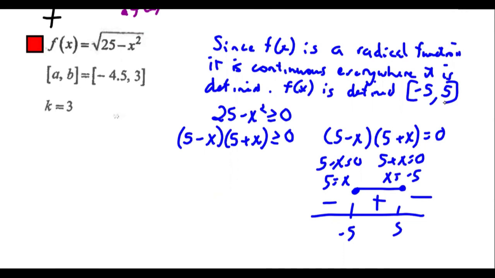And since it's defined from negative 5 to 5, it is also continuous on the closed interval we're talking about, because negative 4.5 is included in that, and 3 is included in that. I can break it down to negative 4.5 to 3. So I met the continuous requirement.